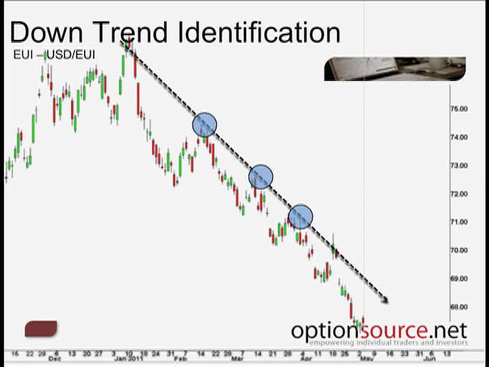And you can see that on a number of occasions we've seen tests of this very well-defined trend line that have suggested to us that the path of least resistance is to the downside, and that until we see technical evidence suggesting otherwise, the U.S. dollar is weakening against the euro. Well, just over the last month or so, we've actually seen a change in direction.